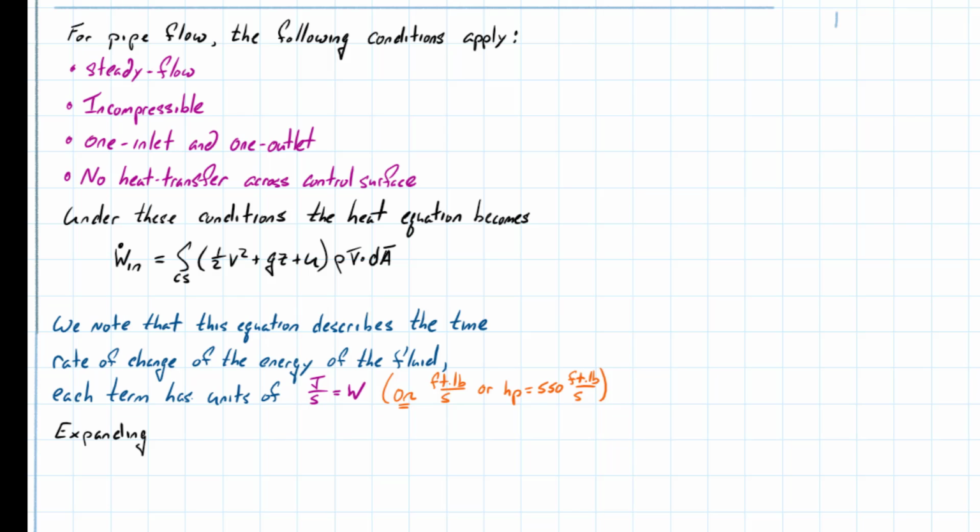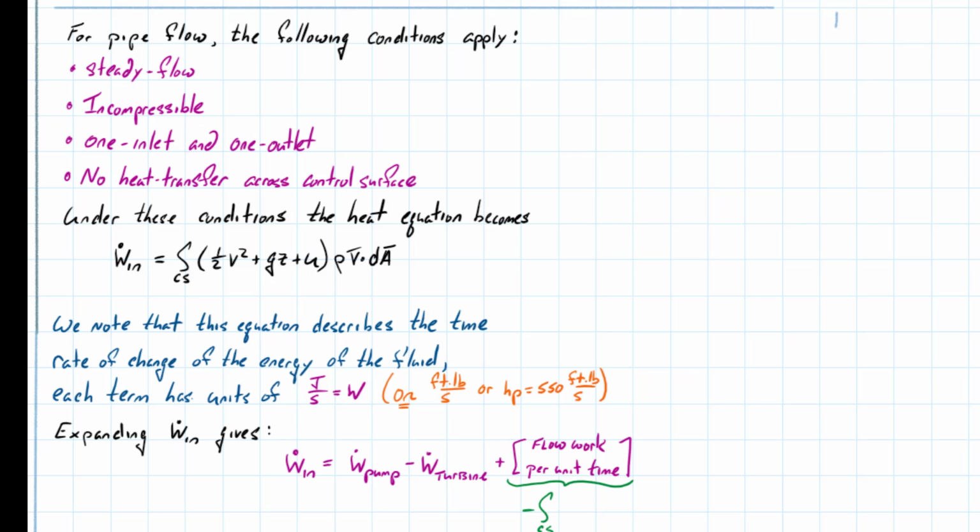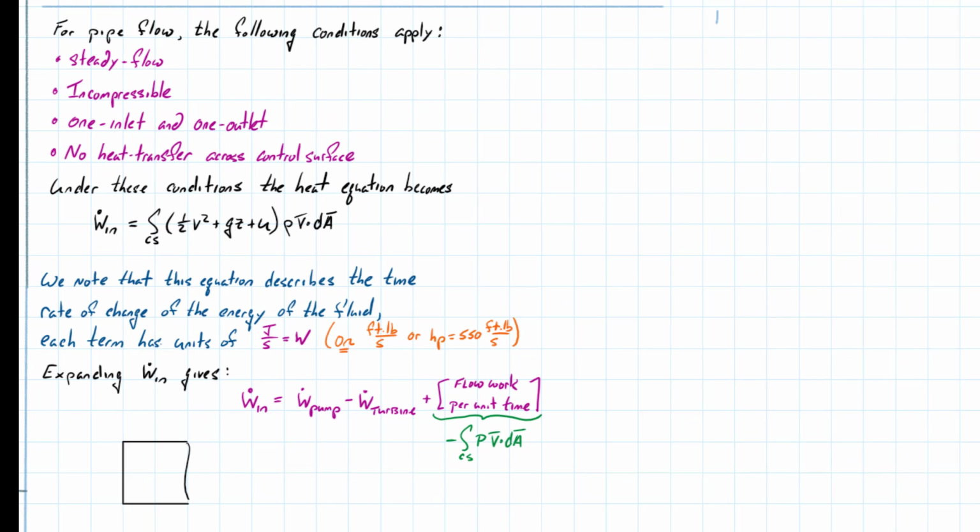So we can expand out the left-hand side, which is W dot in term, and we'll see that that includes the work energy of the pump minus the work energy of a turbine plus the flow work per unit time. Now the flow work per unit time will obtain a form that is minus the integral over the control surface of P times V dot dA. Now we have a figure over here that kind of explains that.